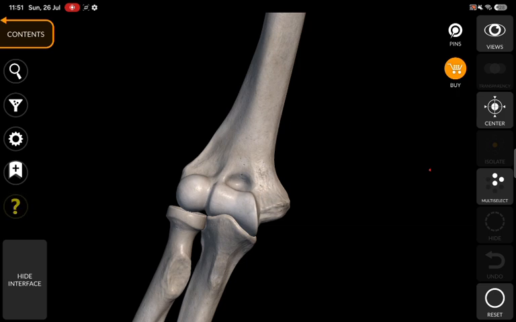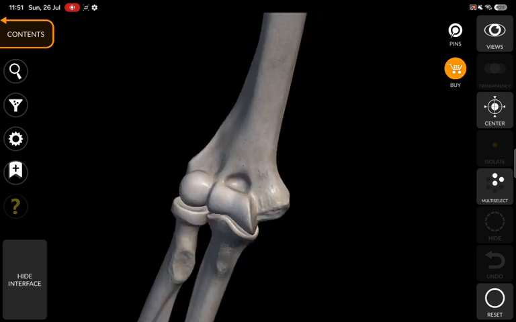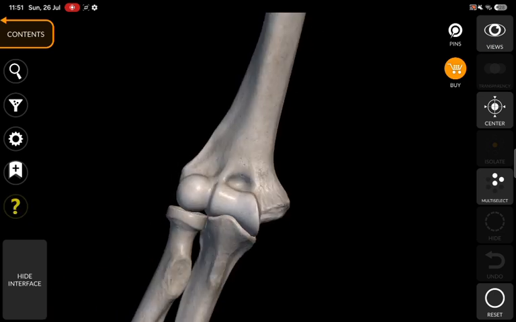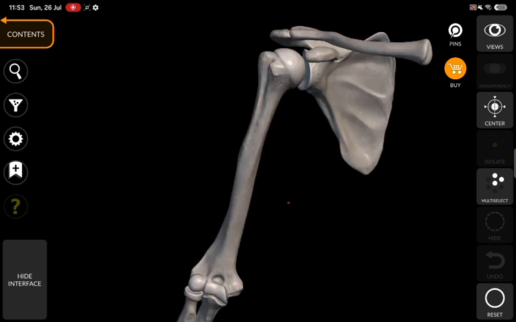Okay, now we will focus on the attachments. Now we will talk about the muscles.